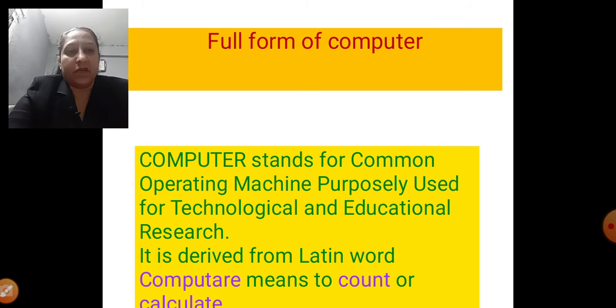What is the full form of computer? Does anybody know that even computer has its full form? Many might be surprised that the word computer has a full form also. It stands for Common Operating Machine Purposely Used for Technical and Educational Research. This is the full form. Computer is derived from the Latin word computare, which means to use for counting or calculation. We have derived this word from the Latin word.